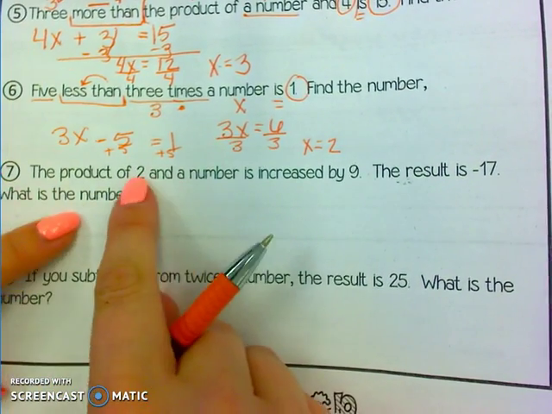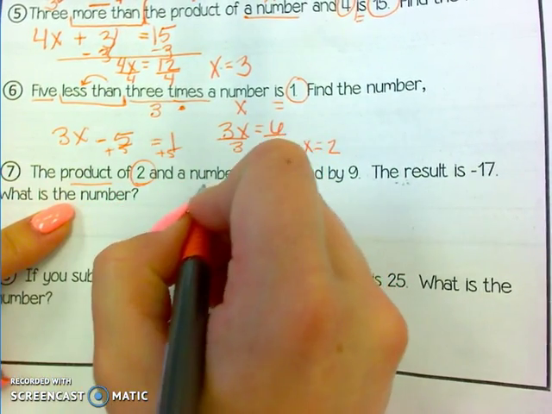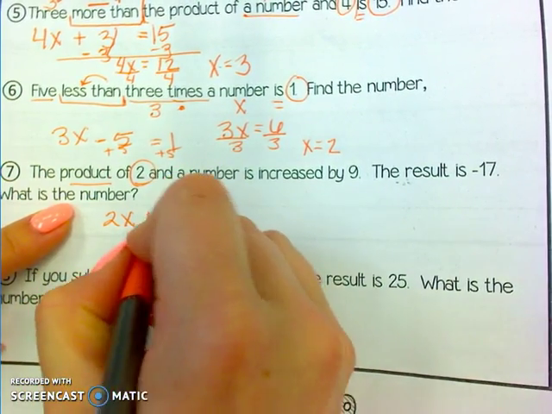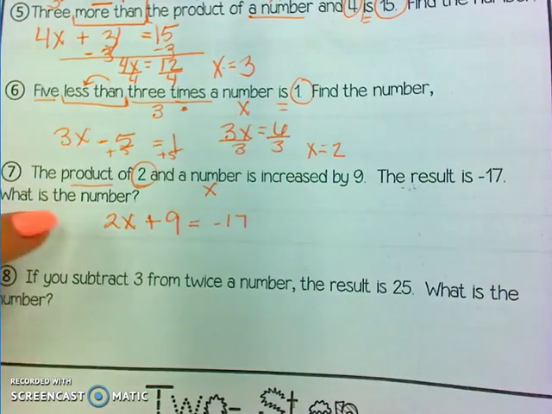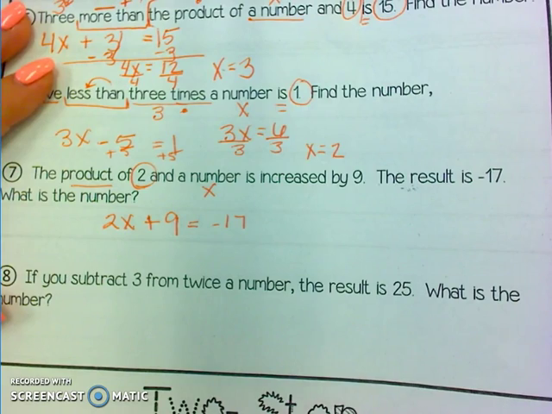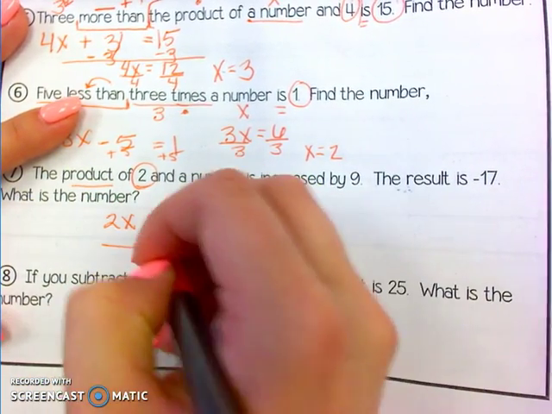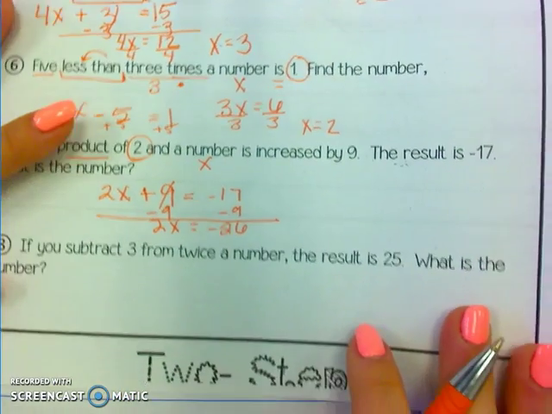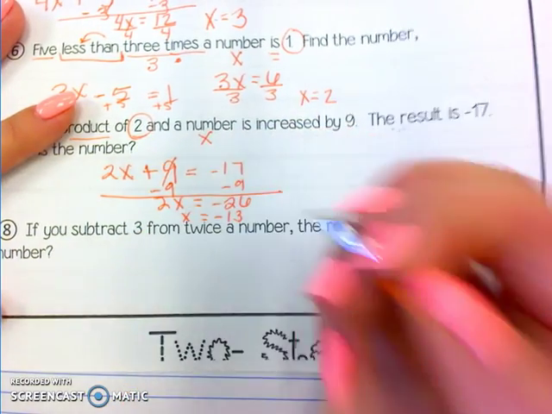The product of 2 and a number, so product meaning multiply, 2 and a number, so 2x, is increased by 9, this whole thing's increased by 9, and the result is negative 17. Okay, so what I'm going to do is subtract 9 from both sides. So I'm left with 2x equals negative 26. Divide by 2, x is negative 13.